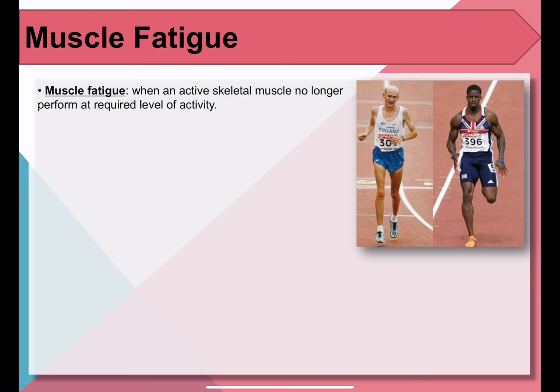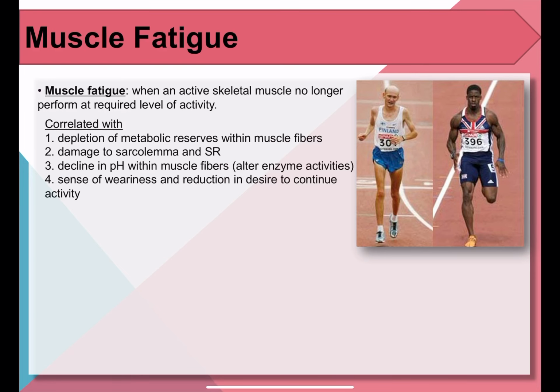Now, as we have mentioned when talking about complete tetanus, our muscles can get tired and go through fatigue when we're maximizing our muscle tension. So when our muscles fatigue, it is correlated with a couple of different things. For example, you have depleted your metabolic reserves, like your glycogen and glucose within the muscle fiber. So that's why you feel muscle fatigue, and you feel like you've got to stop. After you've been running, you're like, no, I can't go on anymore. It's because you're running low in metabolic reserves.